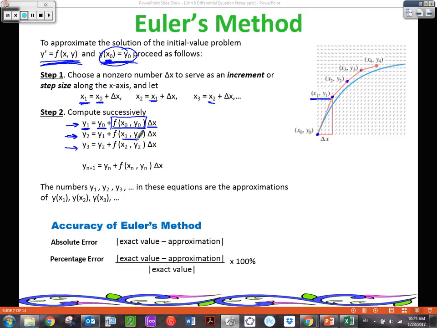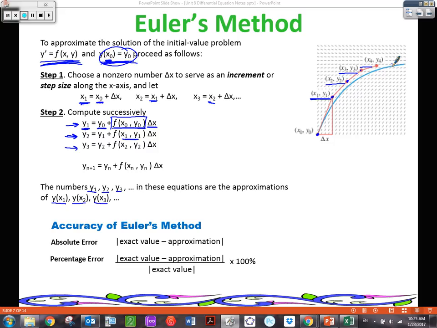Okay, and I'm going to do a few examples of this. If this is like, what is she talking about? It makes no sense. I'm just going to do a few examples, and hopefully that will make sense of what was going on. So the numbers y1, y2, and y3 in these equations are the approximations of the function at x1, the function at x2, and the function at x3. That's what you're finding.